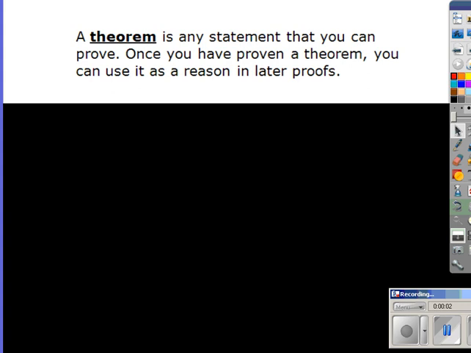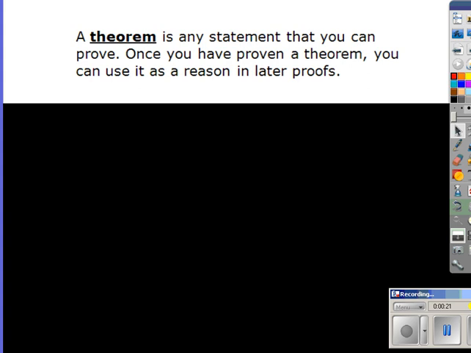All right, we're looking at Chapter 2, Section 6 here on geometric proofs. We're going to talk about a couple theorems today, and first we have to say what a theorem is. A theorem is any statement that you can prove. We're going to be looking at lots and lots and lots of theorems in this book.